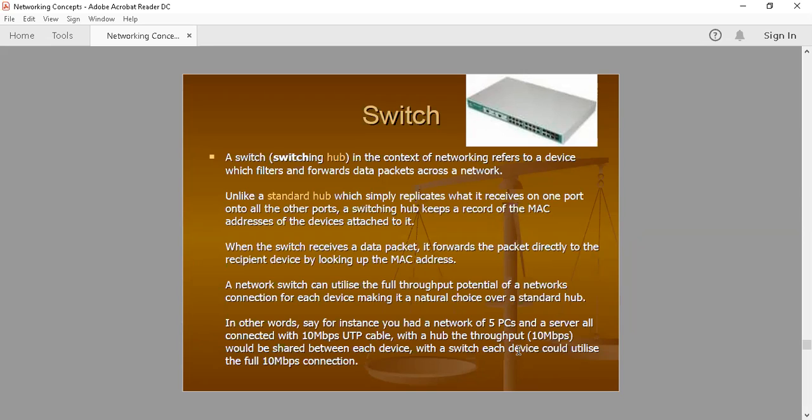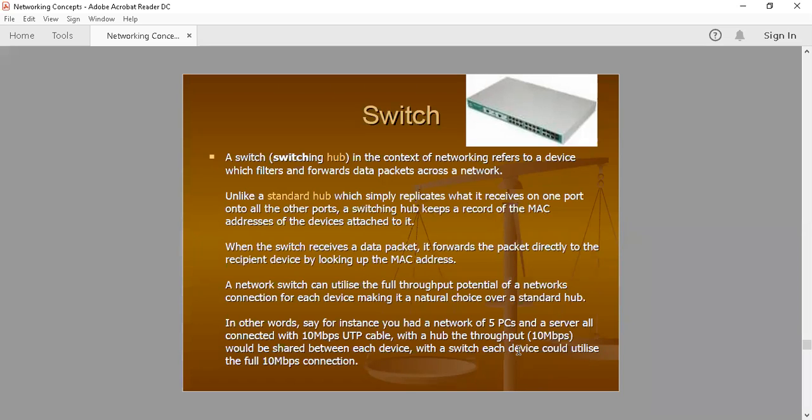See, when it comes to a hub, if there are 5 systems and system 1 is sending data to system 4, it broadcasts to all systems. System 2 receives the data: no, it is not for me. System 3: no, it's not for me. System 4: yes, it's for me. It receives the data. That is how it works with a hub.